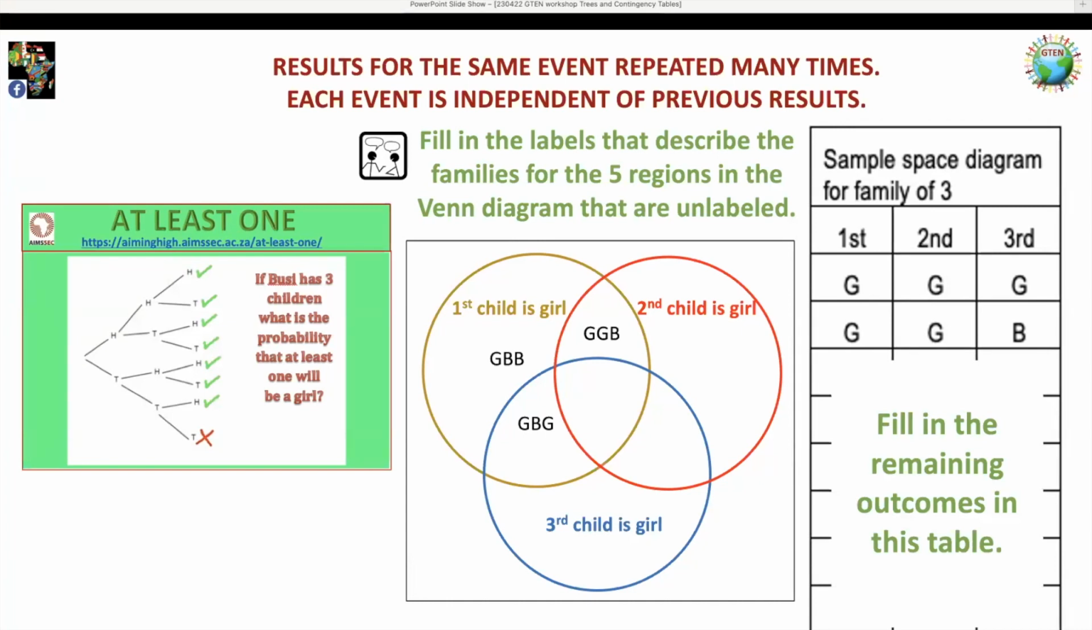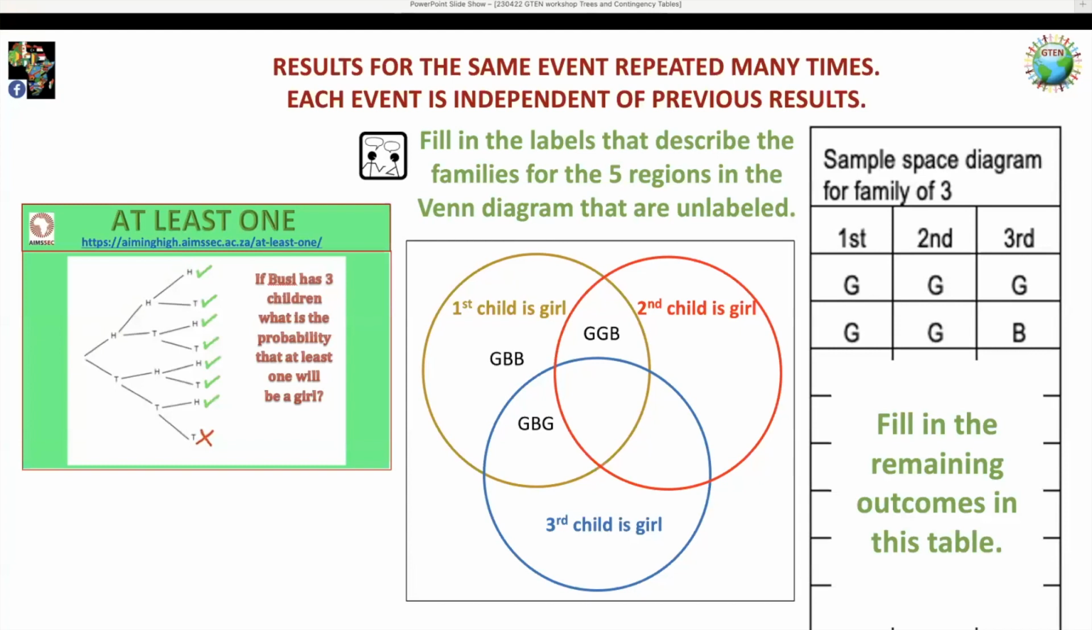Okay, and also this sample space diagram is one where we list all the different things that can happen. So we started off making this list for you, and that's girl, girl, girl. All 3 children are girls. And then the first and the second children are girls, and the youngest is a boy. So can you fill in the remaining outcomes in this table?